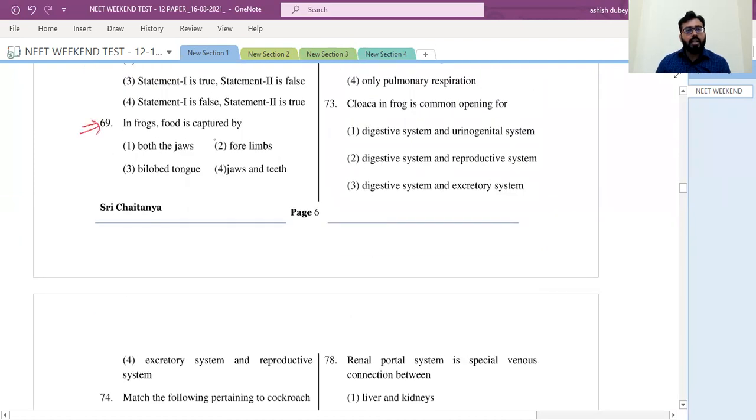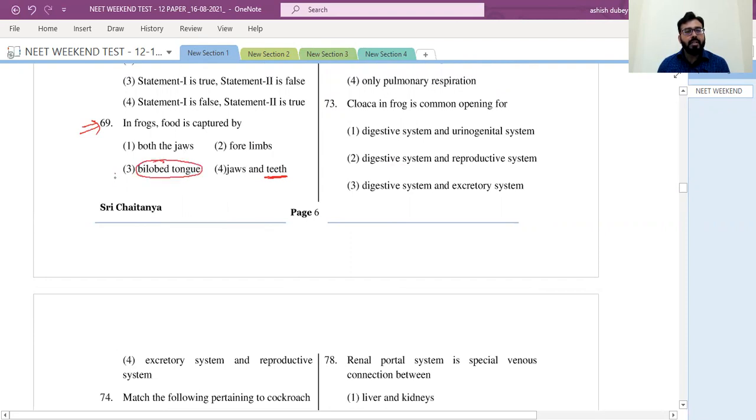In frogs, 69th question, food is captured by both the jaws? Actually, forelimbs and hind limbs are used for locomotion just. And jaws and teeth, both are very miniature, very small. So they will not be used to capture the food actually. Bilobed tongue will be the answer.